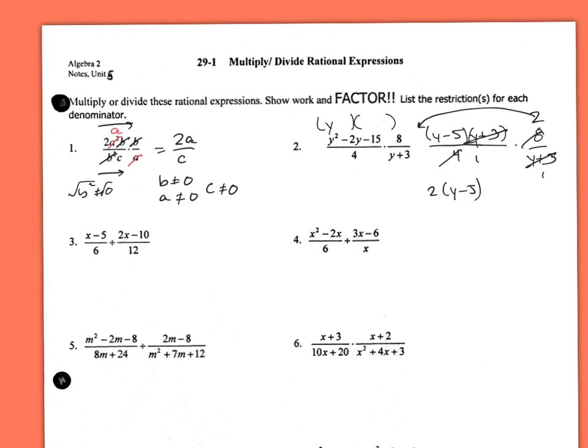Now you go back and look at all of your denominators. It looks like the only thing we had in the denominator with a letter was this y plus 3. So then you say, okay, y plus 3 cannot equal 0. Solve that little problem, and y cannot equal negative 3. So then the restriction on the denominator is just that. And then this is the entire answer.